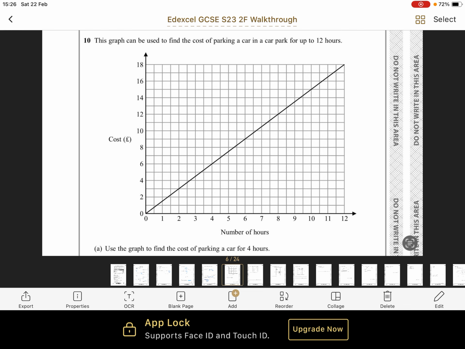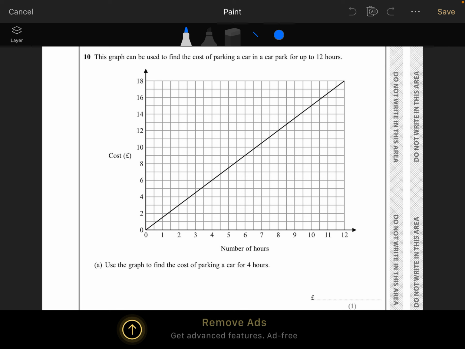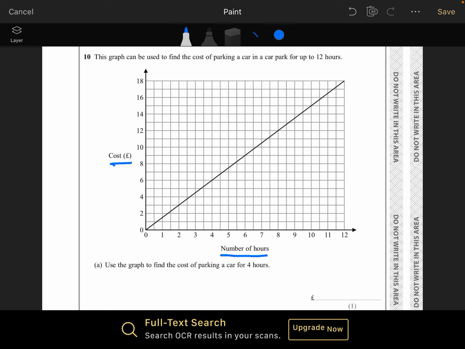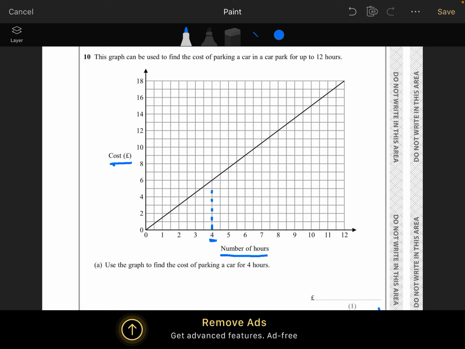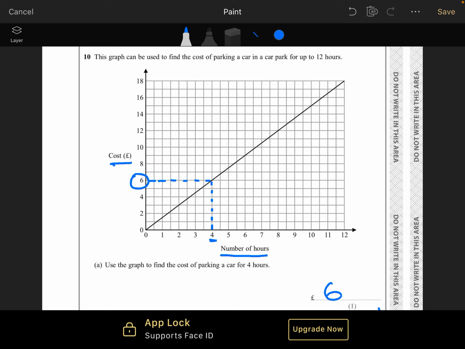Question 10. This graph can be used to find the cost of parking a car in a car park for up to 12 hours. And on the graph you can see we've got number of hours along here and cost on the vertical axis. Use the graph to find the cost of parking a car for 4 hours. So I need to come along to 4 hours here, and I'm going to go up. Obviously use a ruler to help you. I haven't got one here now, and then I'm going to go across from there, and I can see that it's £6 on that scale.